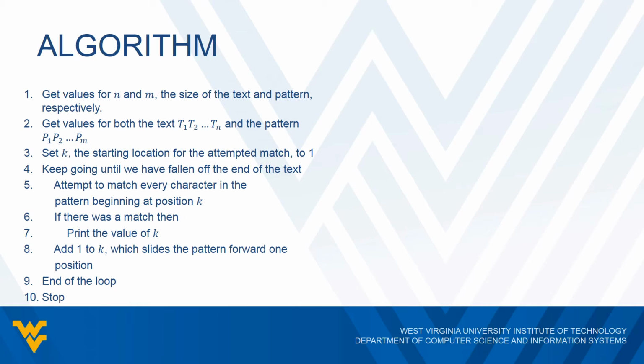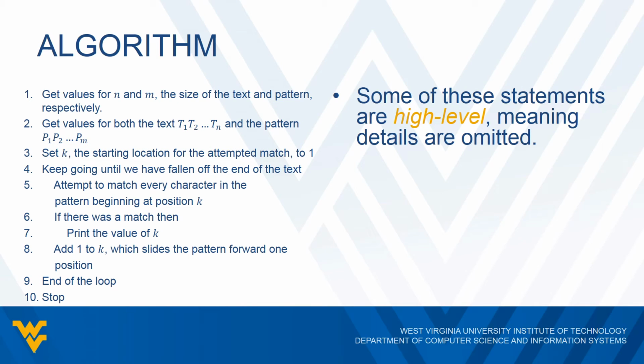Now, you probably have some questions about this algorithm, and that's because we have several high-level statements in here. There are details that are omitted. Like, how do we know when we're at the end of the text? Or how do we actually slide the pattern forward by 1 position? We add 1 to K, but how does that actually slide our pattern? Or when we try to match every character, what's going on there? We have some details that are omitted.